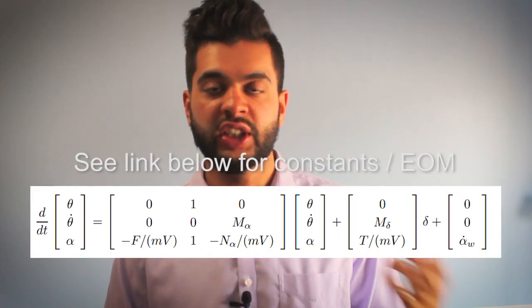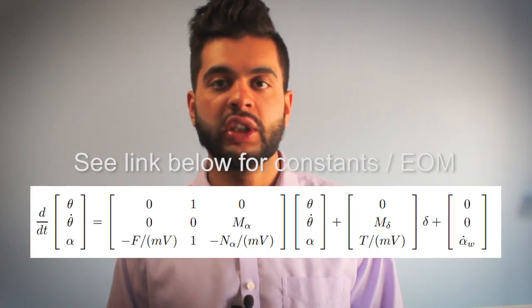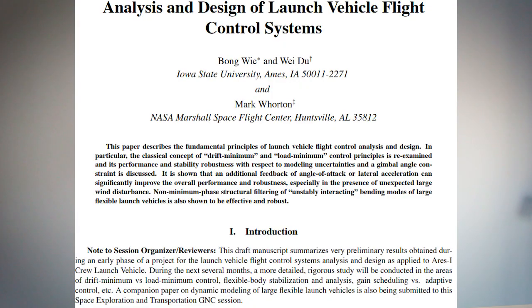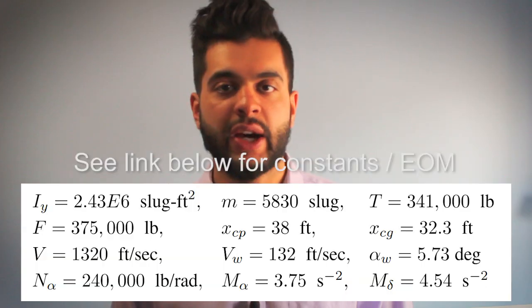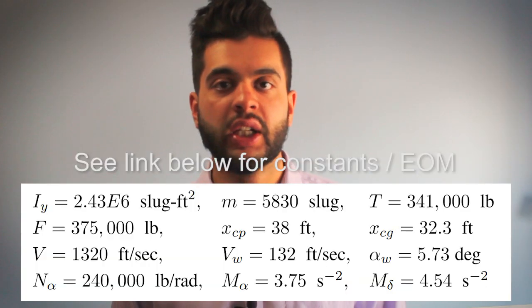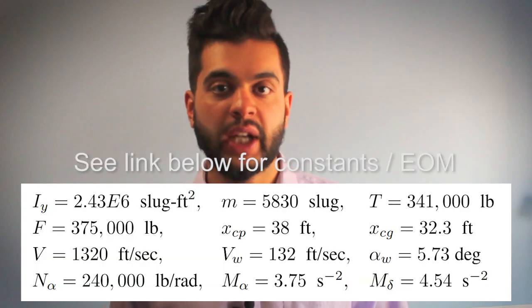If you want to look at how the rocket is derived and how the equations of motion are made, you do need to look at the paper and the blog post linked in the description below, because this is where it shows all the constant values. And I won't be showing it here because it'll just be a repeat. So I'm going to be going straight into the problem now, and let's get started.